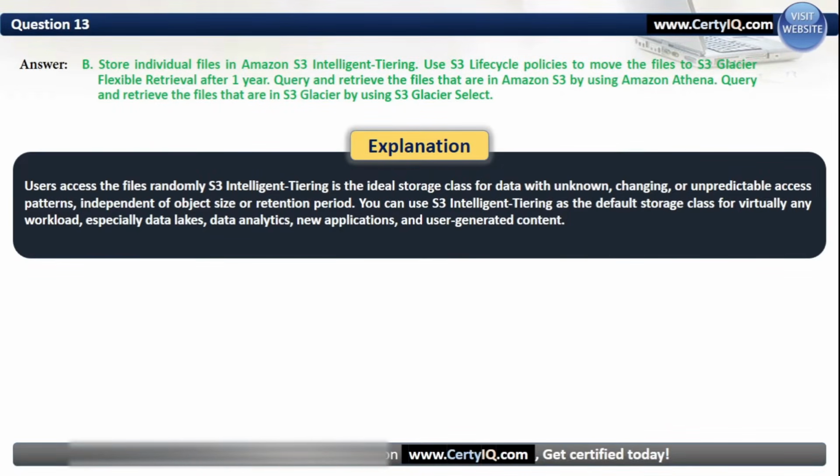Users access the files randomly, so S3 Intelligent-Tiering is the ideal storage class for data with unknown, changing, or unpredictable access patterns, independent of object size or retention period. You can use S3 Intelligent-Tiering as the default storage class for virtually any workload, especially data lakes, data analytics, new applications, and user-generated content.